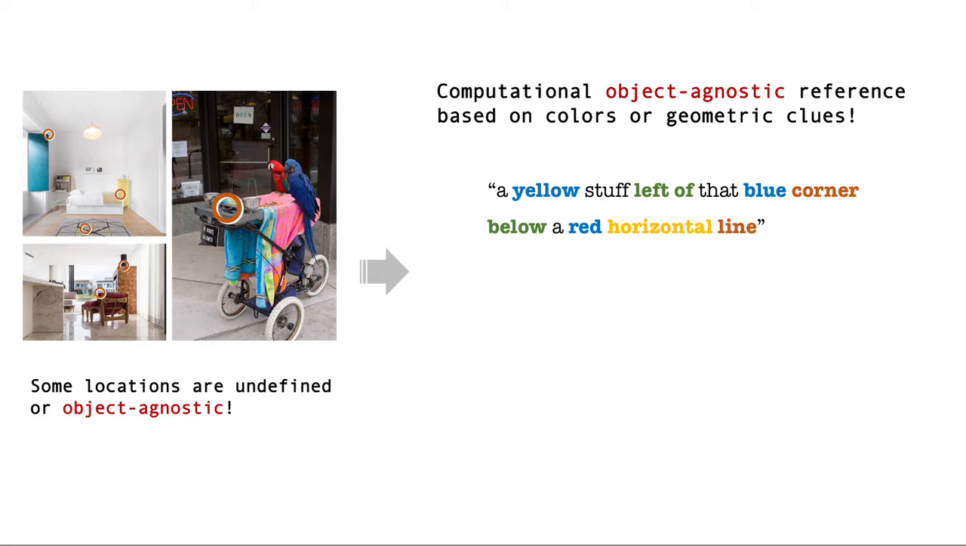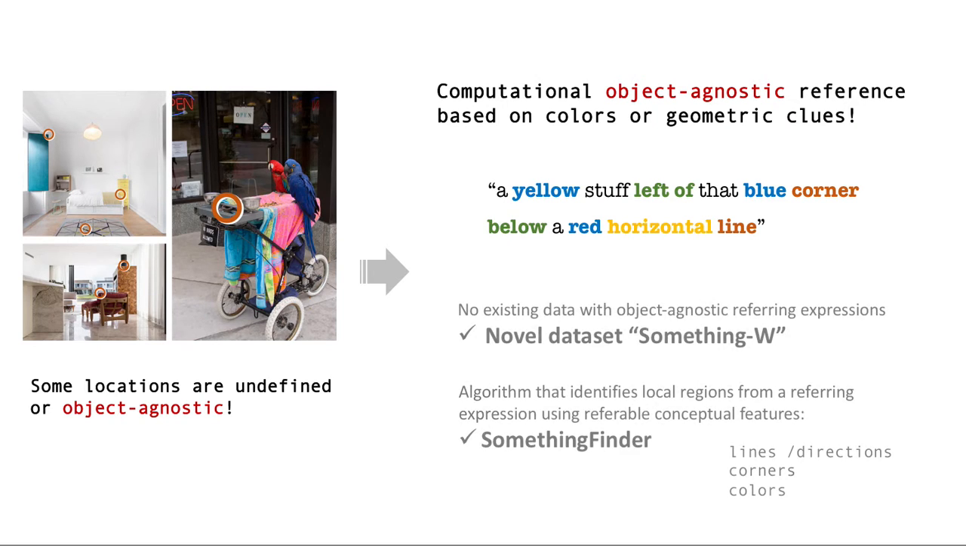Therefore, we propose to begin to tackle the open challenge of computational object-agnostic reference in the following way. As there is no existing data on how people refer to locations without mentioning well-defined objects, we present a novel dataset called SomethingW. We also introduce a novel algorithm capable of identifying candidate regions within an image from a referring expression utilizing referable conceptual features such as lines, directions, corners, colors, and so on.